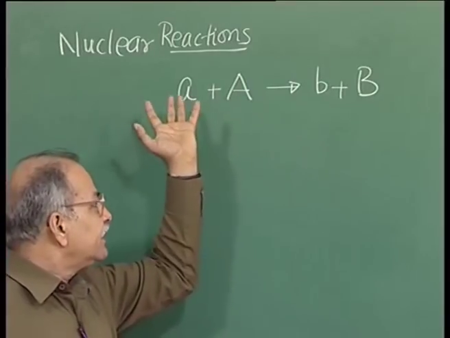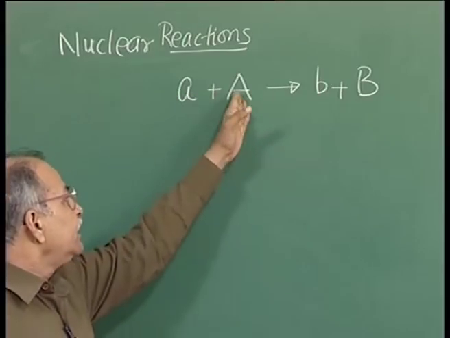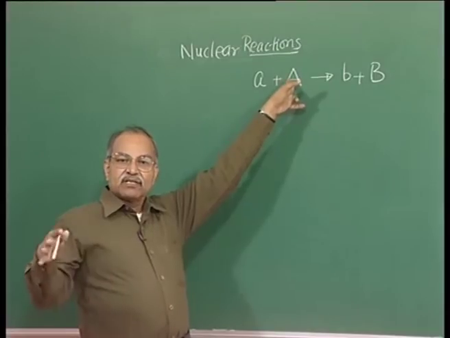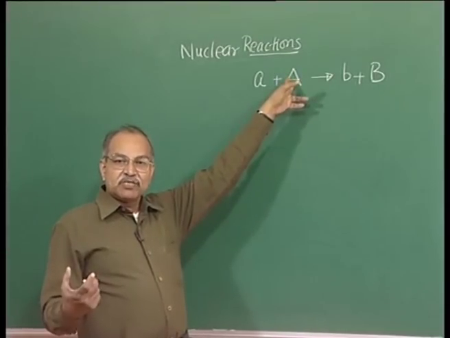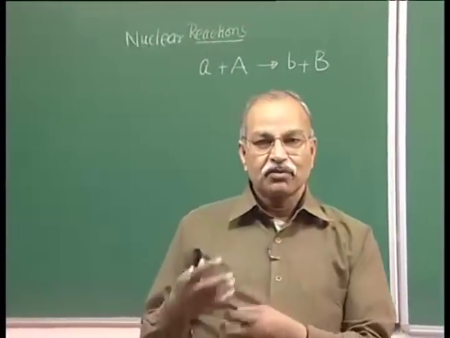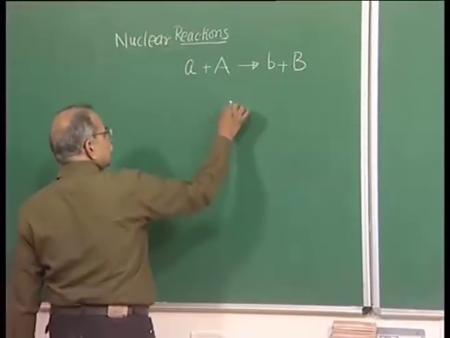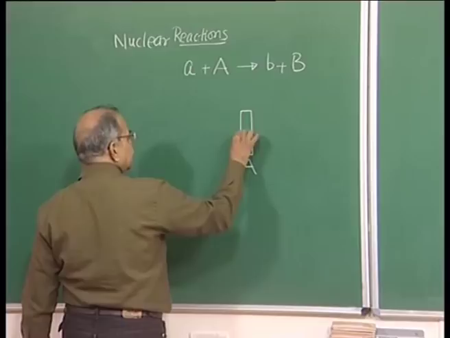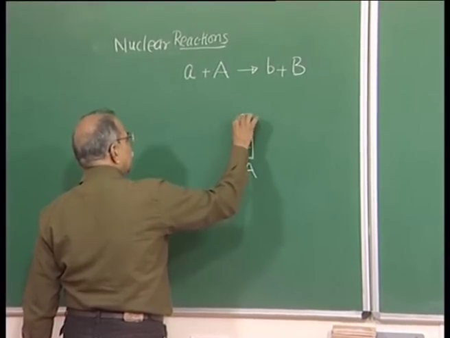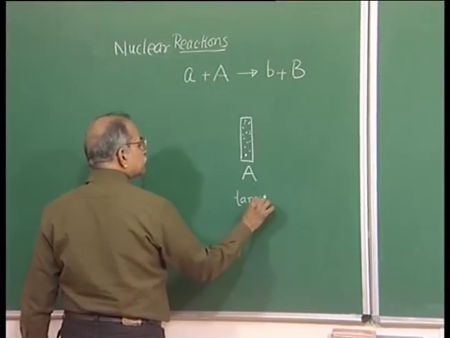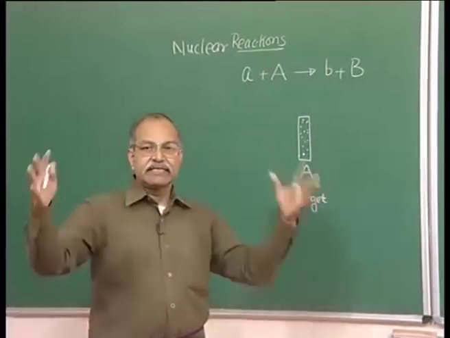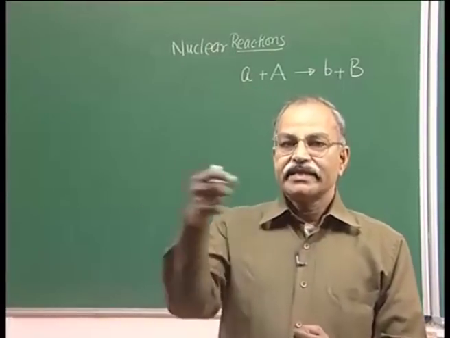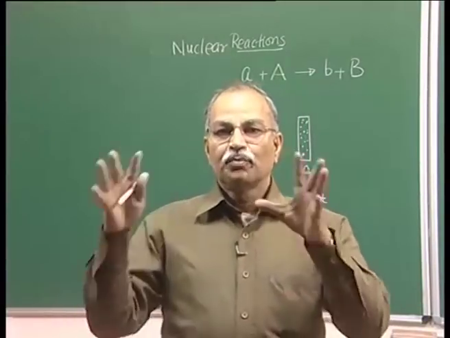In an experiment or in real situations, this capital A is a nucleus which is part of a material, generally a middle weight or heavy weight nucleus, part of some plate or film or solid block. These are the nuclei in this material, normally known as the target, fixed in the lab. In whatever experimental arrangement, these reactions are done in some kind of evacuated chamber, so that the particles do not get scattered by air molecules and so on. So, a low pressure chamber.